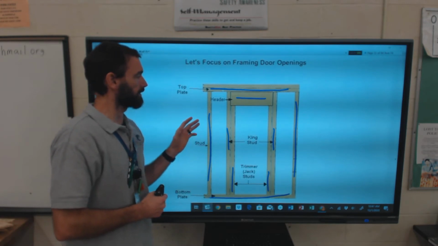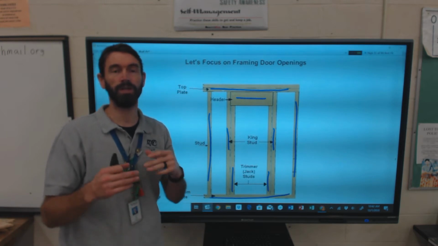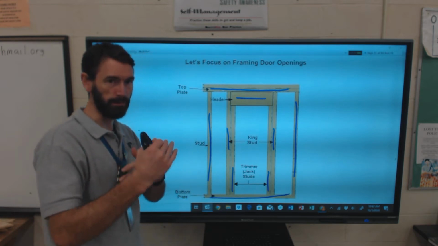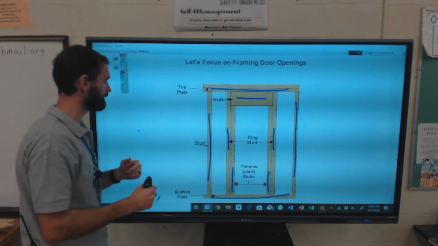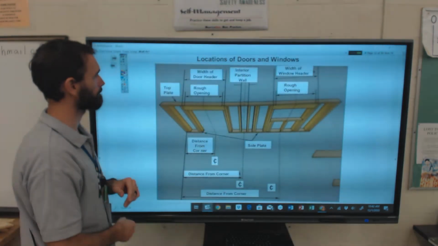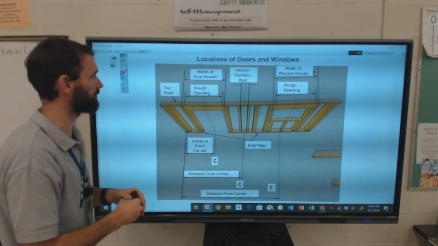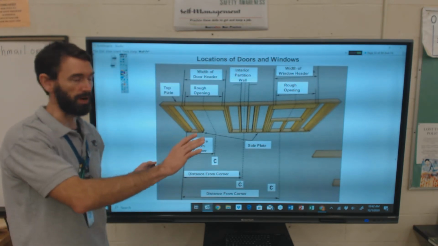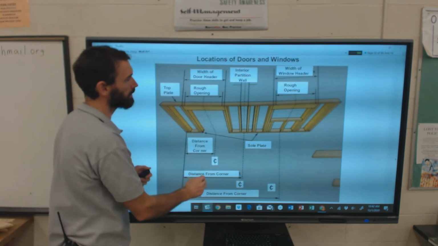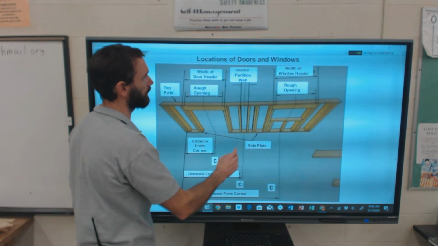Now, layout for this is going to be a little bit different. There's going to be a little extra math involved, but I'll lay it out nice and easy, so do not get too anxious. Okay, here's a 3D picture of a wall frame, and you've got a door opening here. There's going to be an interior wall partition and the window opening here.